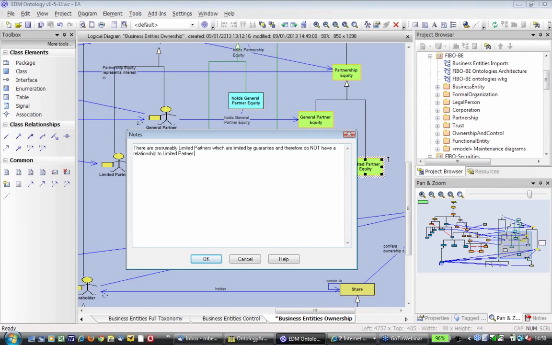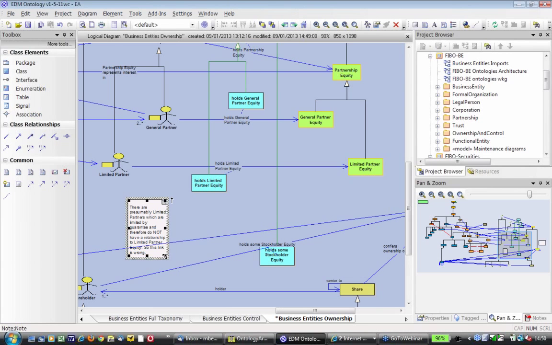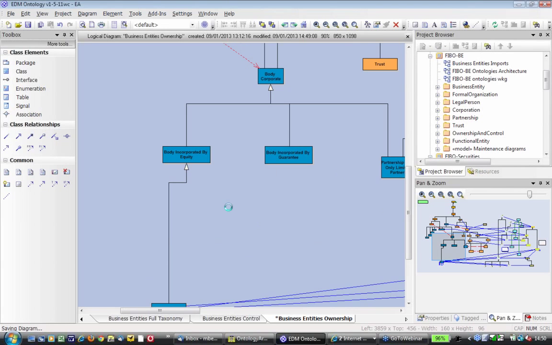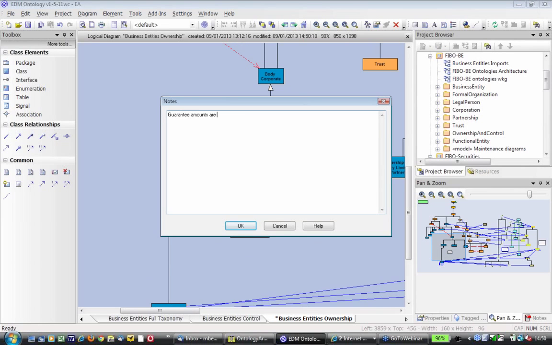So whereas we said at the beginning of our partnership review last time that limited partners have limited partner equity, we also said that it's still a limited partner if it's incorporated by guarantee and not equity. So I infer from that that the model as it stands is subtly wrong, because in that case the limited partner doesn't have limited partner equity. Am I right in thinking that?